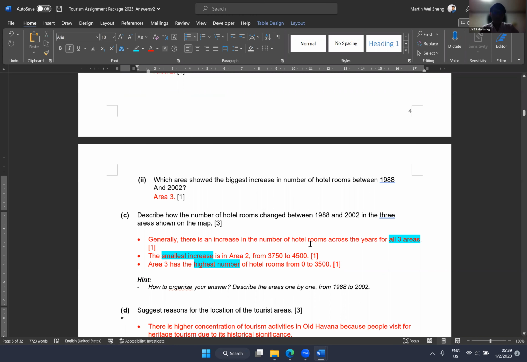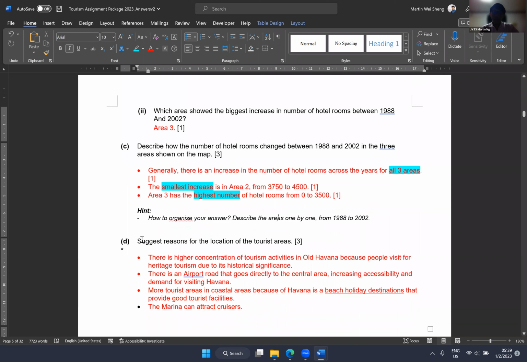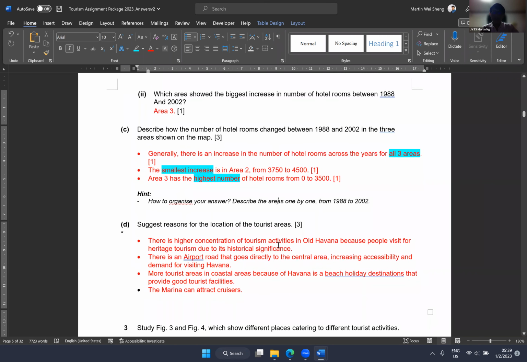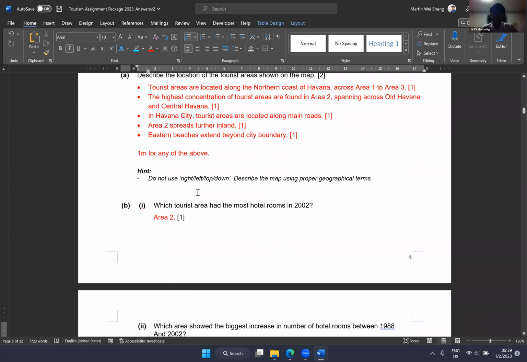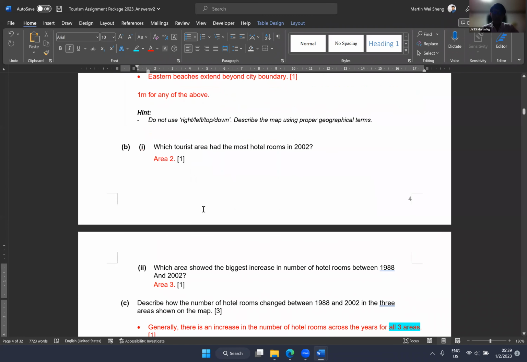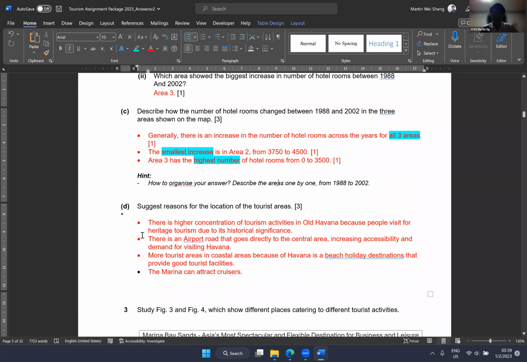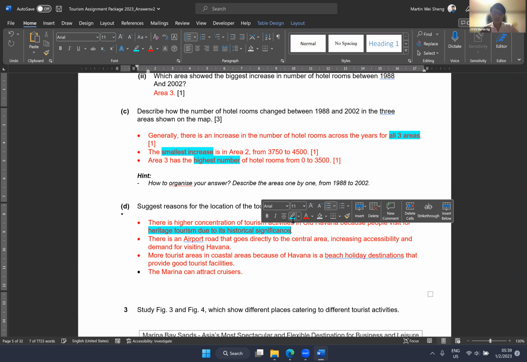So far, all these questions are very straightforward. Now, question D, suggest reasons for the location of the tourist area. So based on your descriptions up here, you have to give reasons why they are located in those places, right? So the first one could be a higher concentration of tourist activity in Old Havana because they want to visit the place for heritage tourism due to the historical significance.